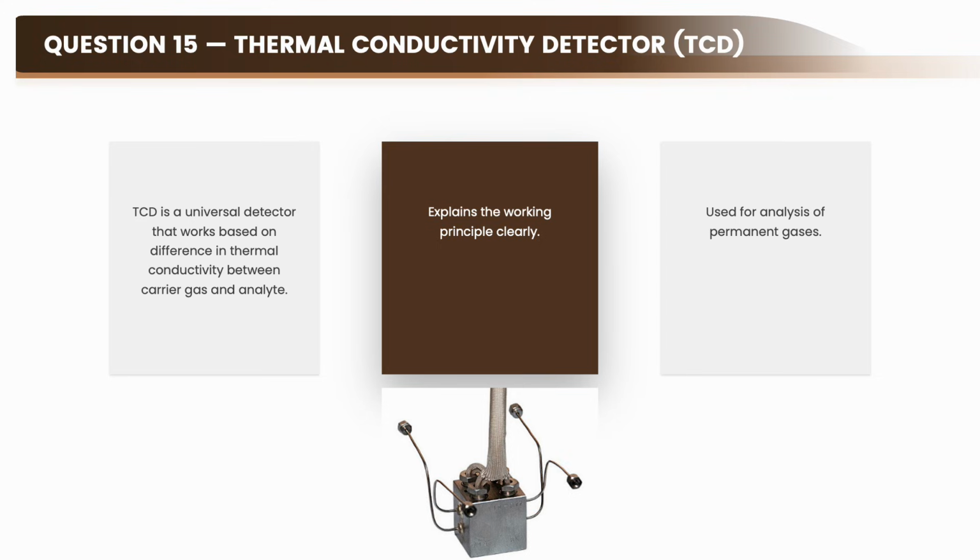Thermal conductivity detector works on the principle of difference in thermal conductivity between the carrier gas and the analyte. When analyte passes through the detector, it changes the thermal conductivity, which is measured as a signal. TCD is considered a universal detector because it can detect almost all compounds. However, its sensitivity is lower compared to an FID. This explanation shows balanced understanding, not just advantages but the limitations also.